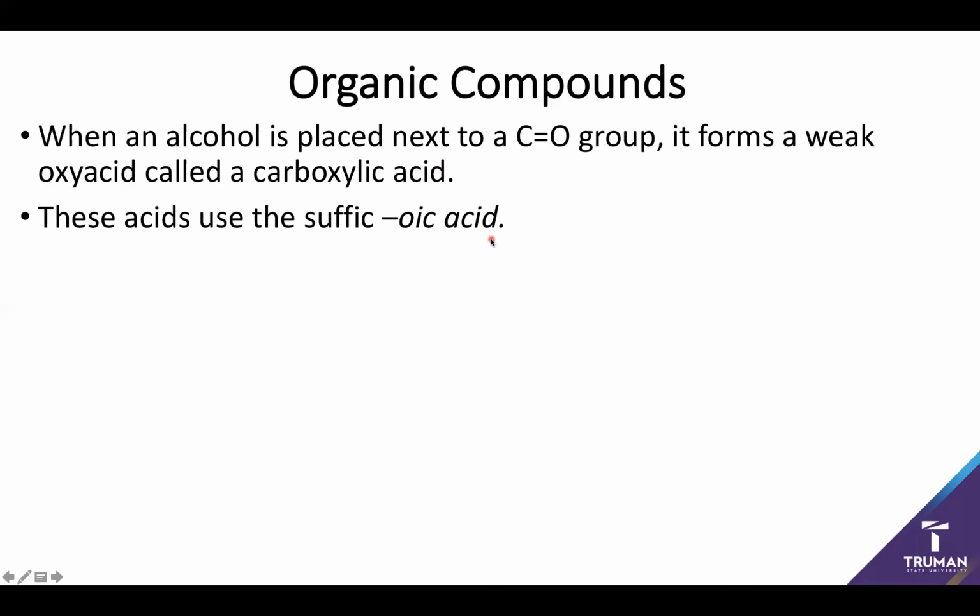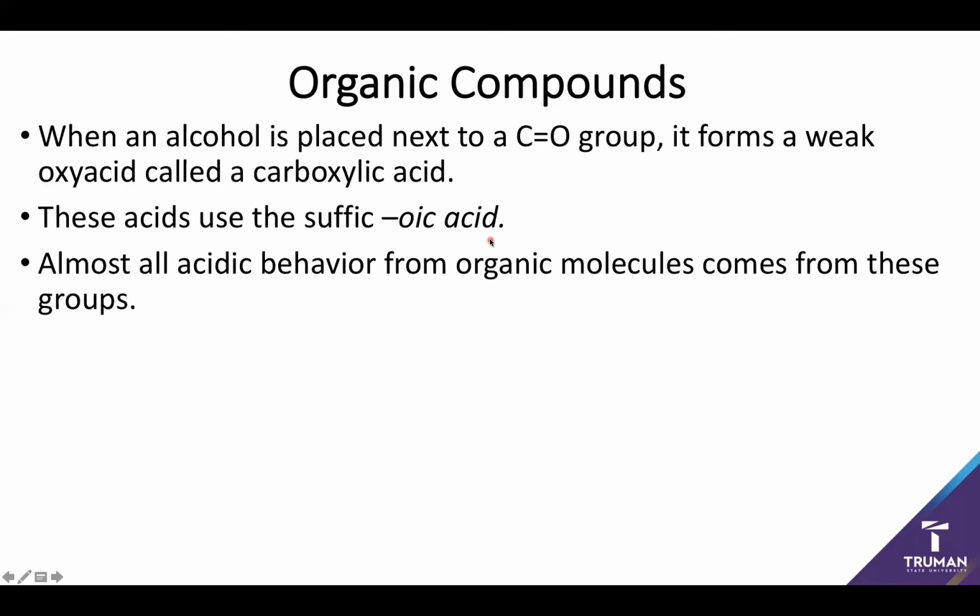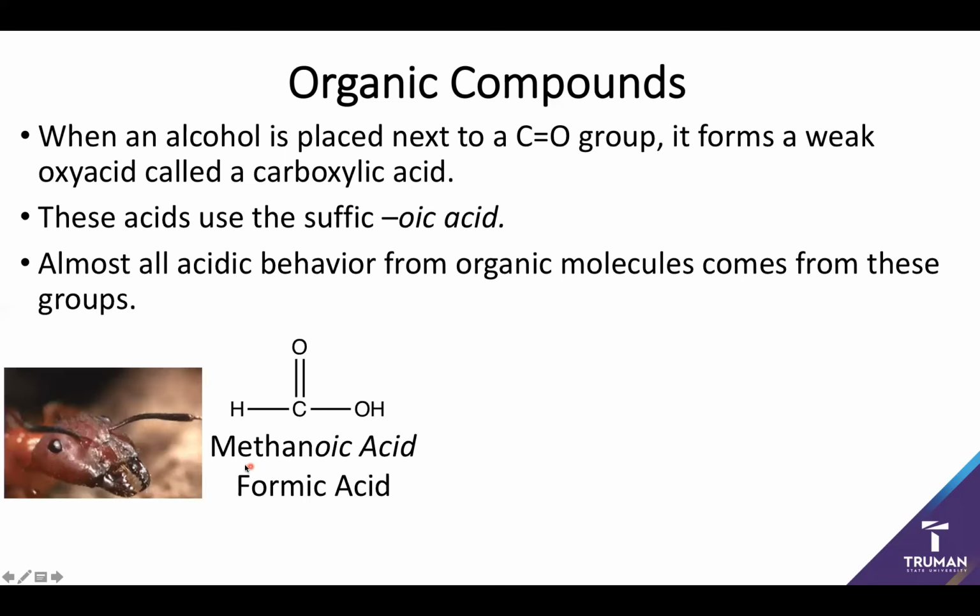So you're going to find a lot of these present in a whole wide range of chemistry, because most organic molecules that have some sort of acidic behavior tend to have a carboxylic acid present. And you'll probably actually know a fair number of these. One of them has the technical name of methanoic acid. You may know it by its older common name, formic acid.